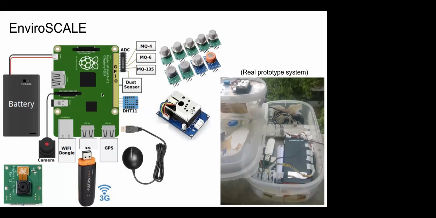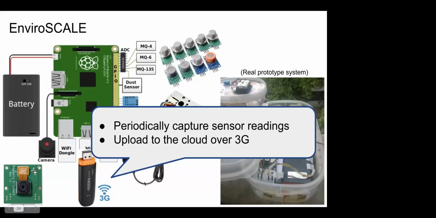It collects data in some periodic fashion, stores it there, and then passes this data to the server, mostly in the cloud, through a 3G connection, because it's an outdoor deployment. So we don't anticipate there should be Wi-Fi. It should send the data over a 3G connection to a remote server. That means periodically capturing readings and uploading all this captured data over 3G to a remote cloud.